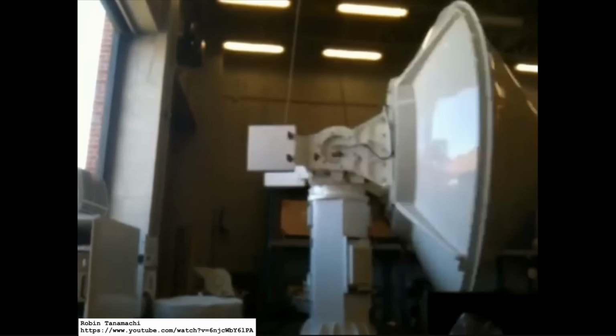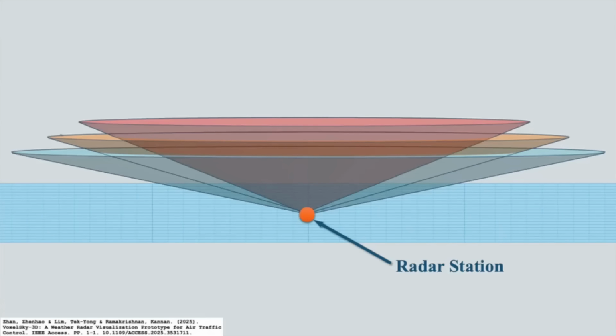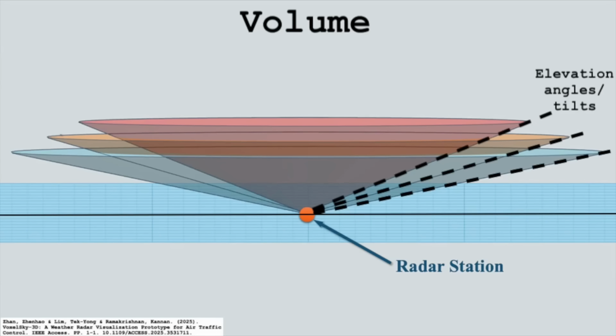As we know, a radar dish is not stationary, rather it rotates and tilts upward as each full rotation is completed so that we can get a full 360-degree look at what's going on in the lower atmosphere. The full extent, both horizontally and vertically, that a radar scans in one cycle is called a volume. A volume is made up of data at several different elevation angles, also called tilts.